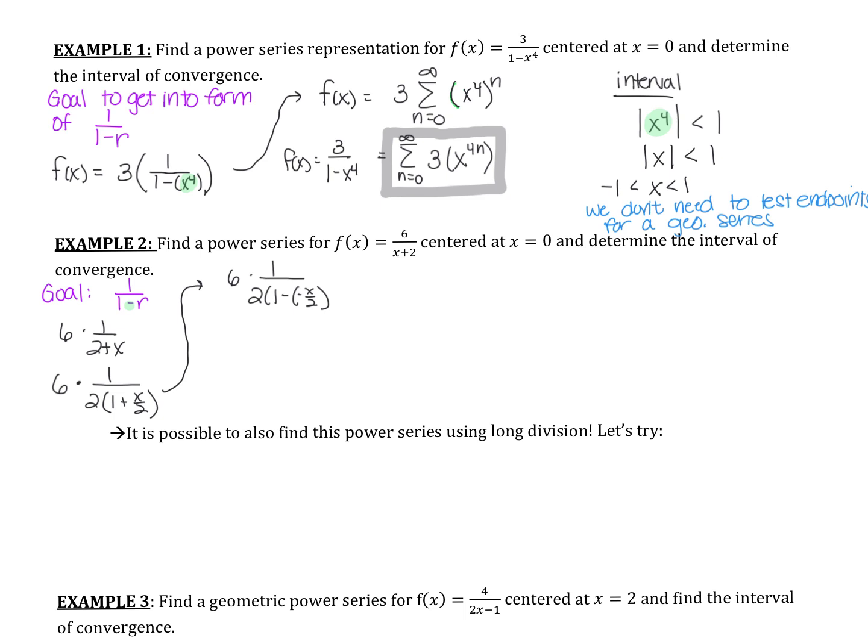The next thing that I can actually do is simplify. I have a 6 and a divided by 2, so I'm going to go ahead and just simplify that to be 3 times 1 over 1 minus negative x over 2.